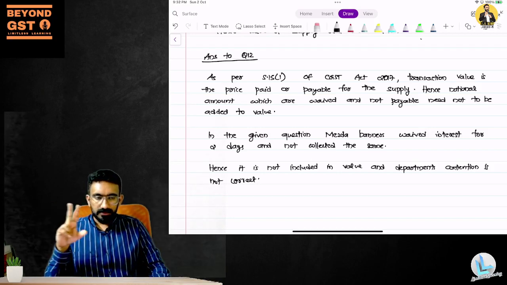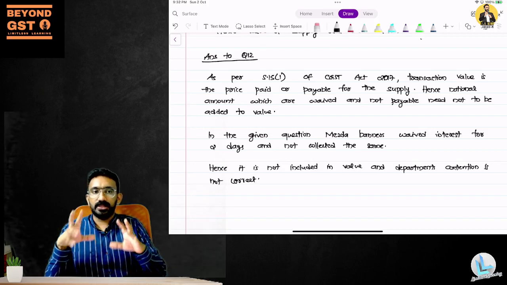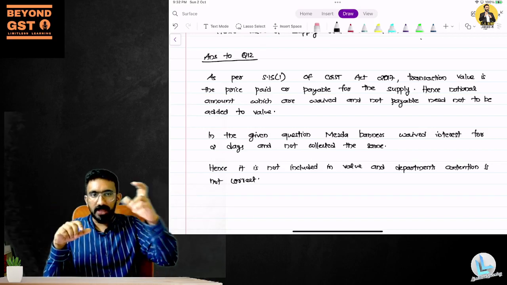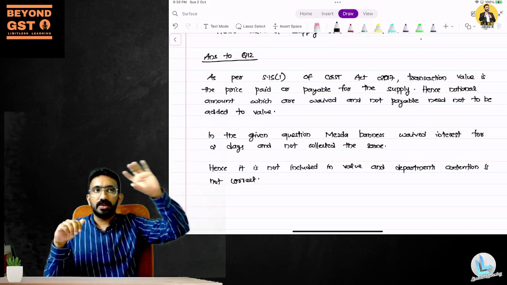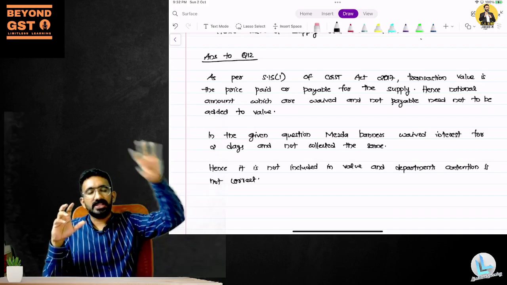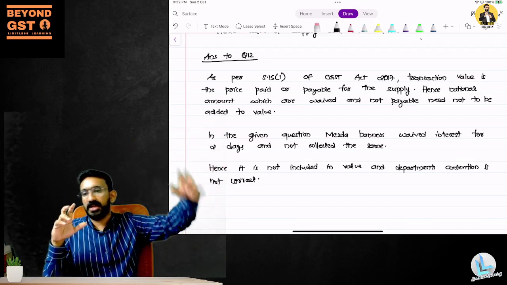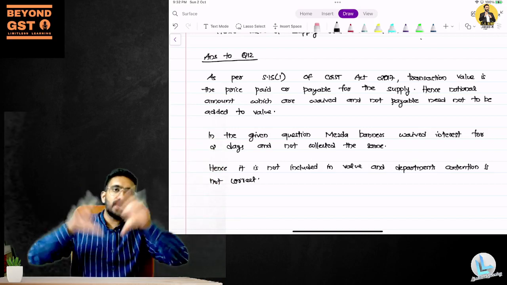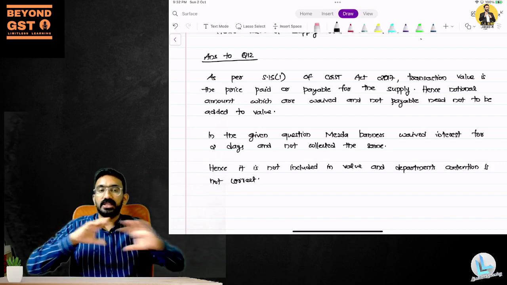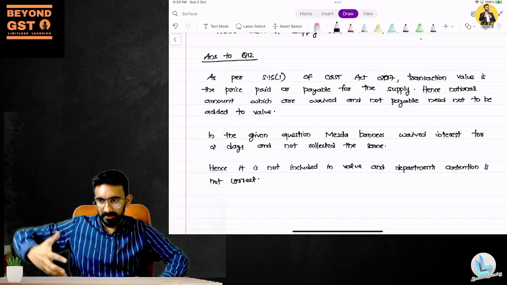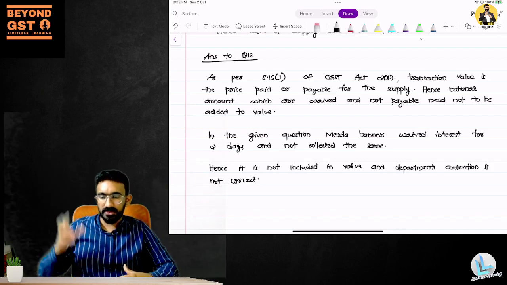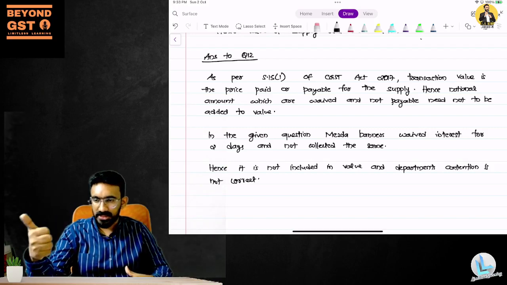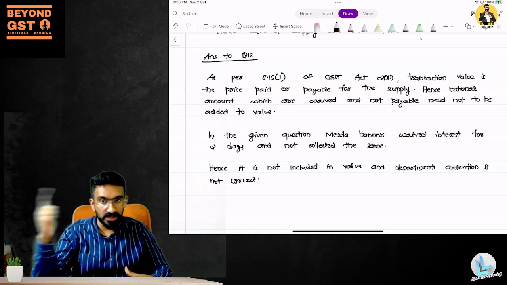Then we went ahead and looked into the valuation chapter. We said value under section 15 is the transaction value under section 15.1, plus items to be added under section 15.2, minus discount under section 15.3. Once you get this idea on 15.1, 2, 3, we can go ahead and compute the value. There is a computational question on value. We looked into 15.1 transaction value, which is price paid or payable. Notional should not be added.